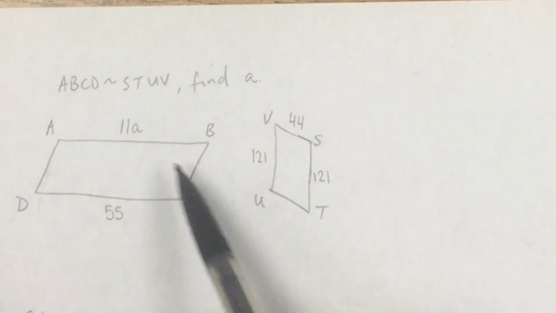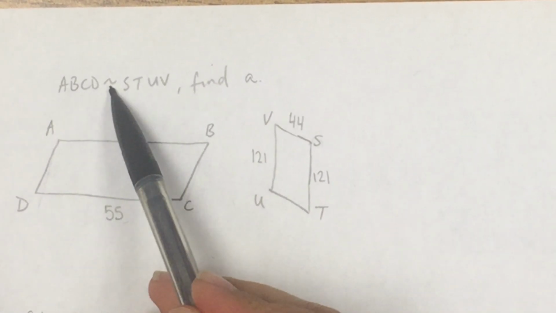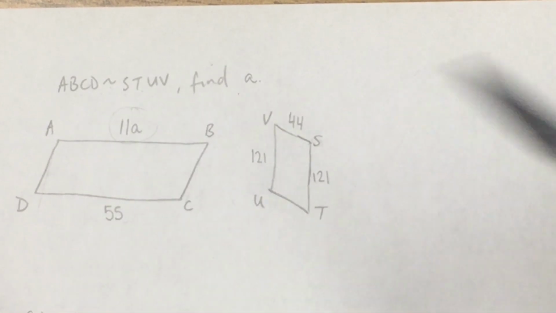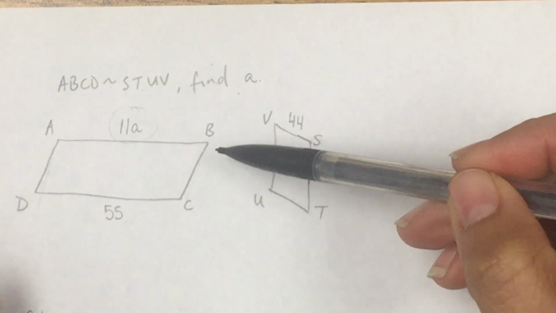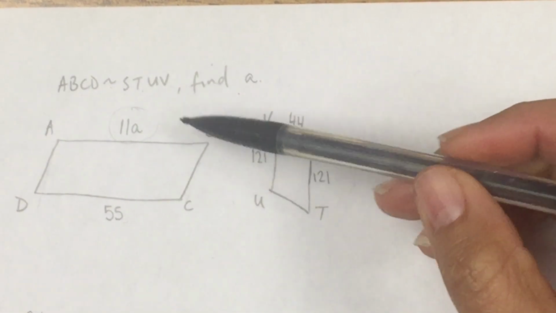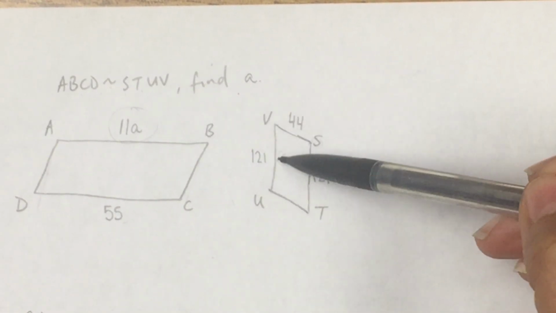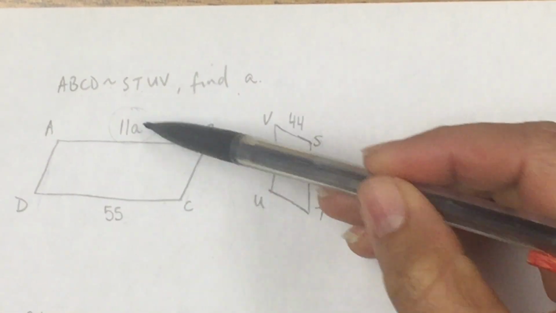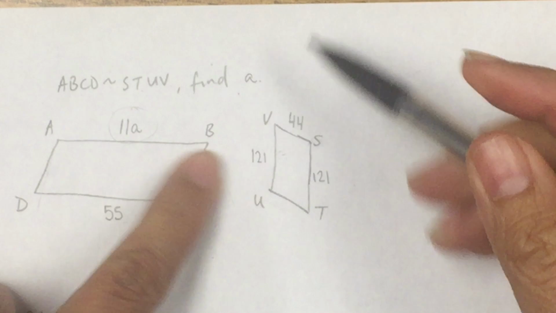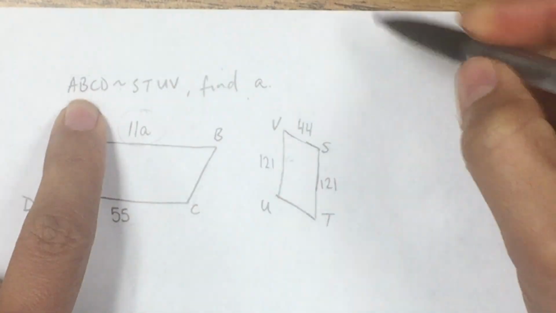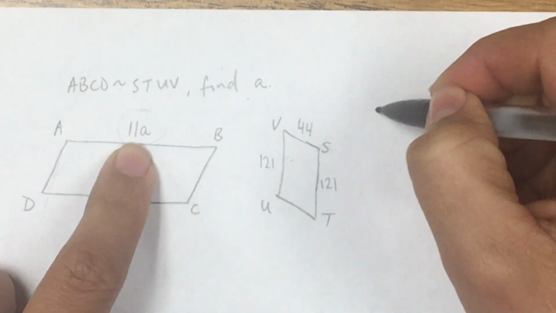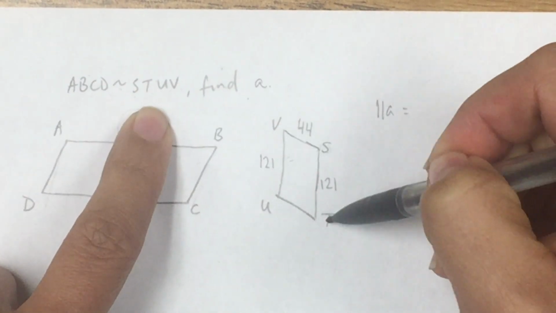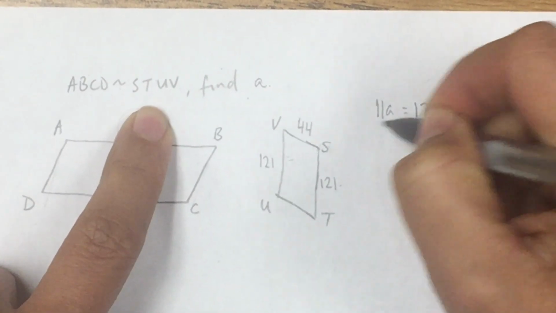All right, if parallelogram ABCD is similar to STUV, find A. So here's A. If they're similar, all you have to do is set up the proportions, because similar figures have proportional sides. Same angles, same shape, and sides are proportional. So we've got to set up the sides. AB goes with ST. So AB, which is 11A, goes with ST, which is 121.